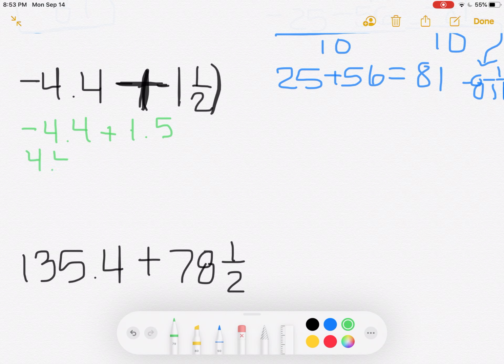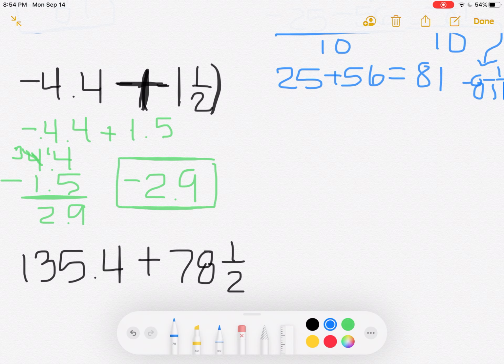So 4.4 minus 1.5. All right, this is the work you should be doing on your own paper. We are going to have to borrow in order to take 4 minus 5, so this becomes 3. We have 14 minus 5, we have 9. 3 minus 1, we get 2. So we get 2.9 here. And again, when we add the negative and the positive, we have to take the sign of whichever one's bigger. Negative 4.4 here is bigger, so we're going to take that negative sign from it. So we have negative 2.9.